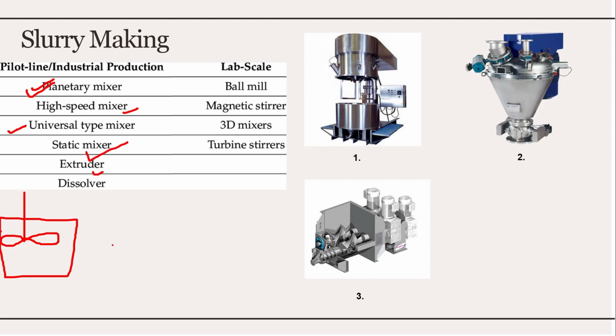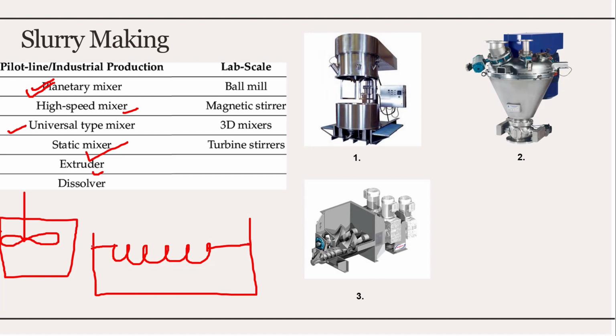Extruder is like this, where we have a spring kind of system and there is a vessel where the mixture is rotating and everything is mixing. Here we can see the spring kind of system, and this is the complete vessel. It's a cross-sectional view. So extruder also we are not using. Extruder is generally used for dry coating or dry mixing, not for slurry mixing. So we use an extruder in a dry coating or dry mixing process, not in wet mixing. In wet mixing we use a planetary mixer for industrial or pilot production.